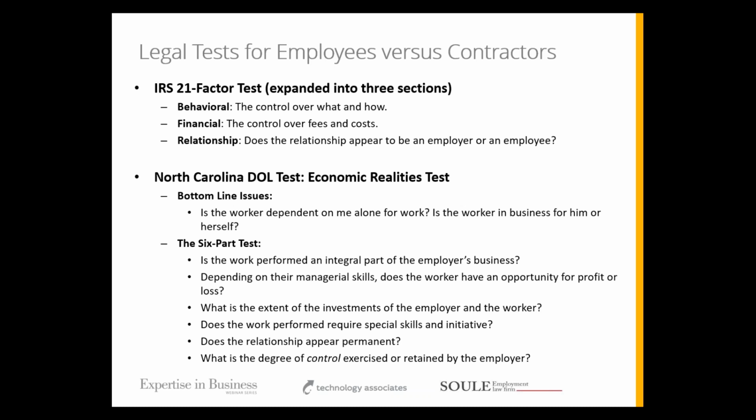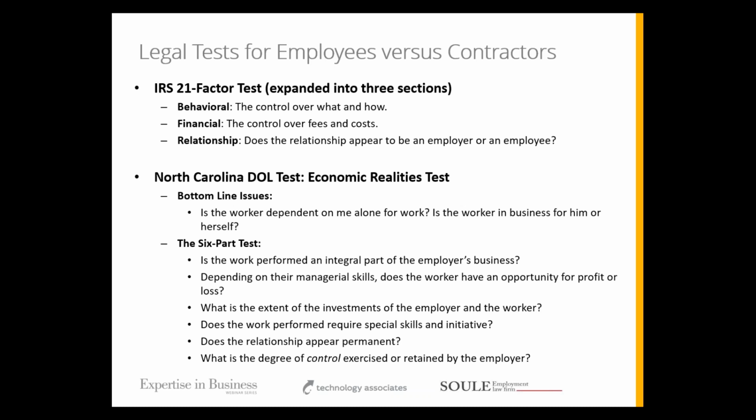Right. And importantly, one test that we often forget about here in North Carolina is that the test of whether or not someone's classified correctly is not just this IRS control test. The IRS control test is actually just one factor. In North Carolina, the test is the economic realities test. And it's a 6-part test, and I've listed the basic 6 questions. Unfortunately, we don't have time to go through them all in detail.